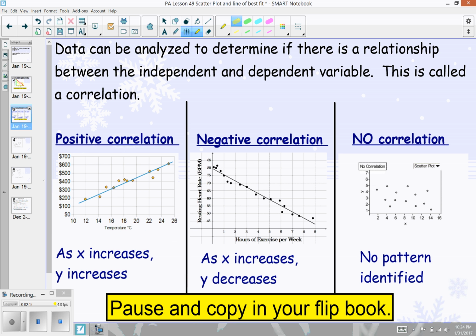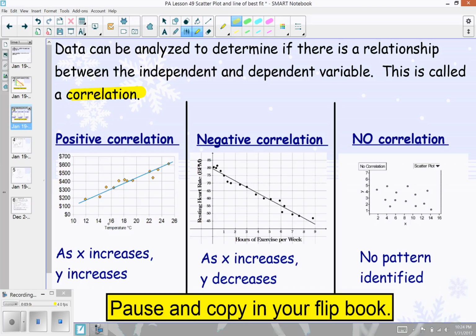Okay, now that we've looked at the line of best fit, we're going to see what kind of analysis we can make given that line. Data can be analyzed to determine, again, the relationship between the independent and the dependent variable. Oftentimes we call this a correlation. Is there a correlation between the two sets of data? There are three types of correlations: a positive correlation, a negative correlation, or no correlation, where the data doesn't seem to go together at all. In the first graph, it's a positive correlation, and this is measuring temperature and money.